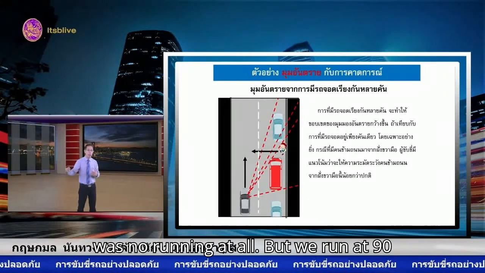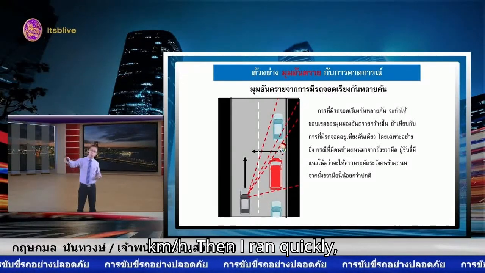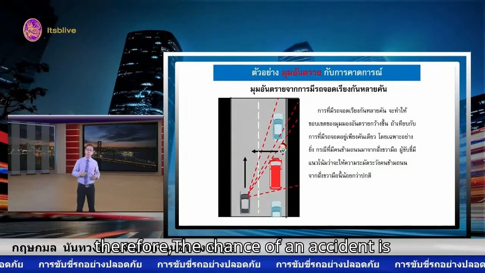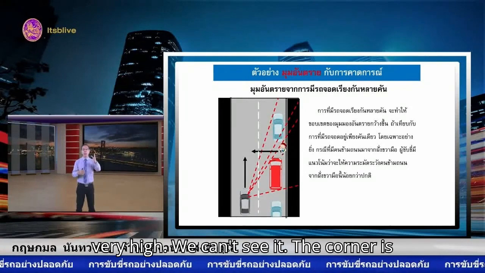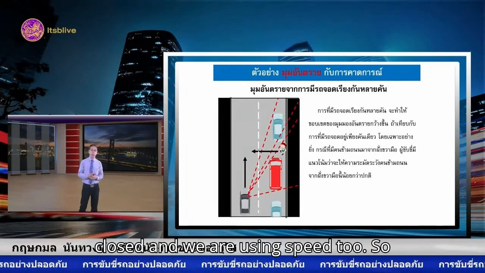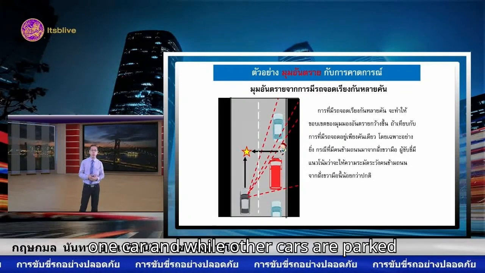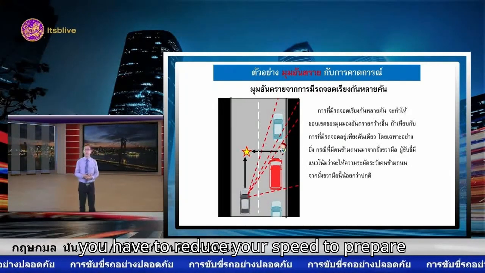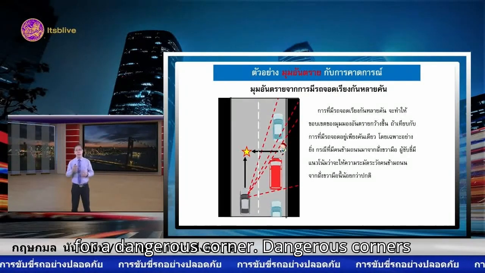But we run at 90 kilometers per hour. Then I ran quickly. Therefore, the chance of an accident is very high. We can't see it. The corner is closed and we are using speed too. So take a good look. If we are running in one car and other cars are parked, you have to reduce your speed to prepare for a dangerous corner.